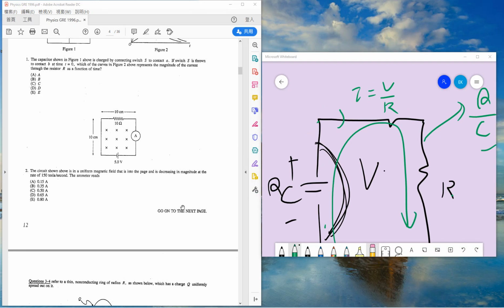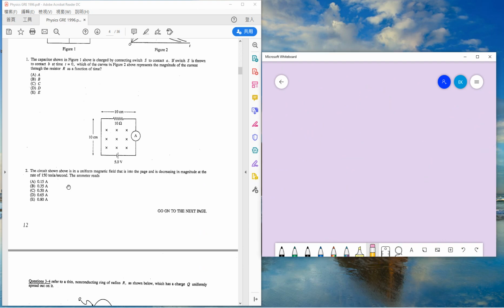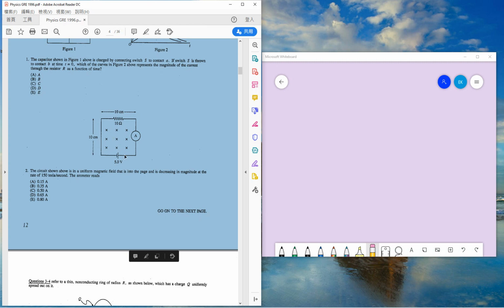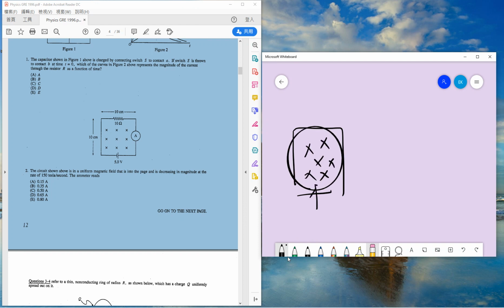Okay. And the second is that there is a circuit. The battery is 5 volts, and then you have the uniform magnetic field decreasing in magnitude. So from Lenz's law, when it's decreasing, the Lenz law will create an increased magnetic field from this. So it will produce the current from these directions, which is different from the voltage.